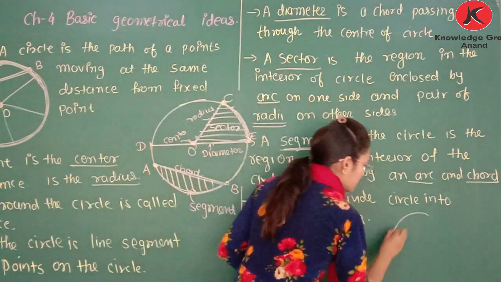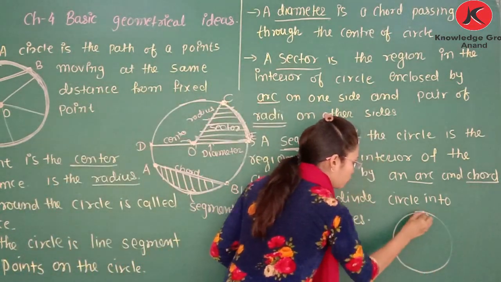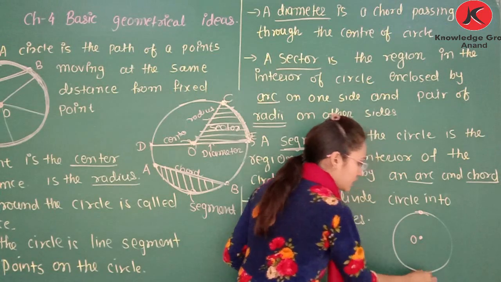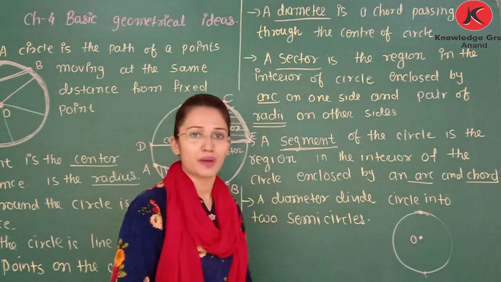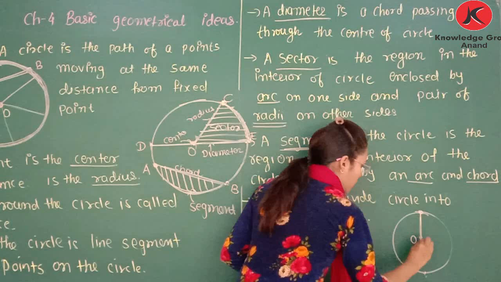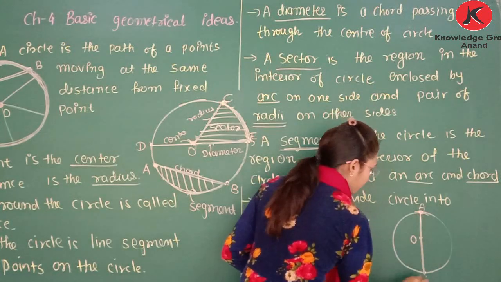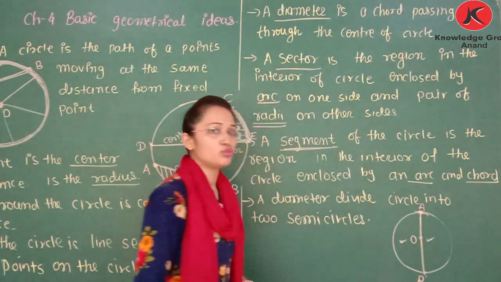If we draw a circle like this, and if we draw diameter means what? It is the line that is chord that is passing through the center. So if we draw this diameter, let's say AB, so this is divided into 2 semicircles.